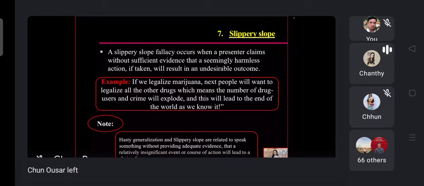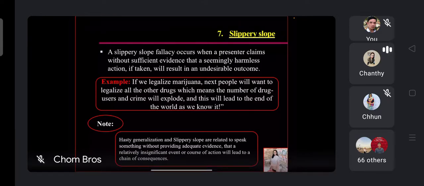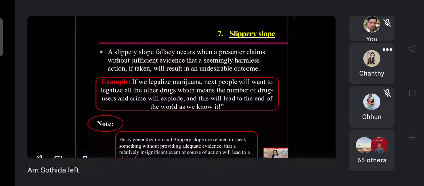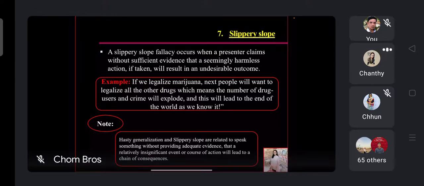So hasty generalization and slippery slope are related to saying something without providing adequate evidence. That is, insufficient evidence or a course of action will lead to a chain of consequences. Thank you. Please move to another presenter.